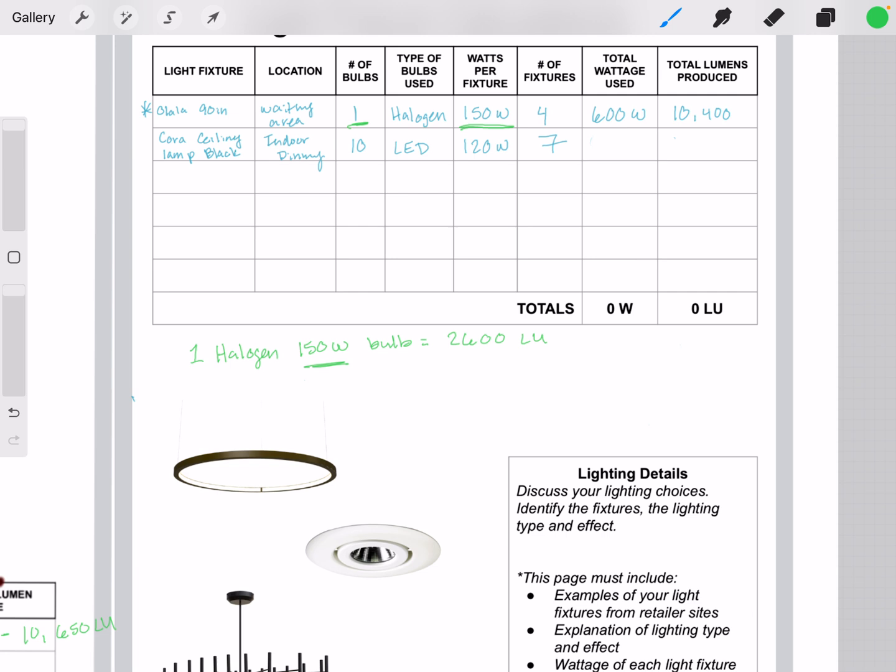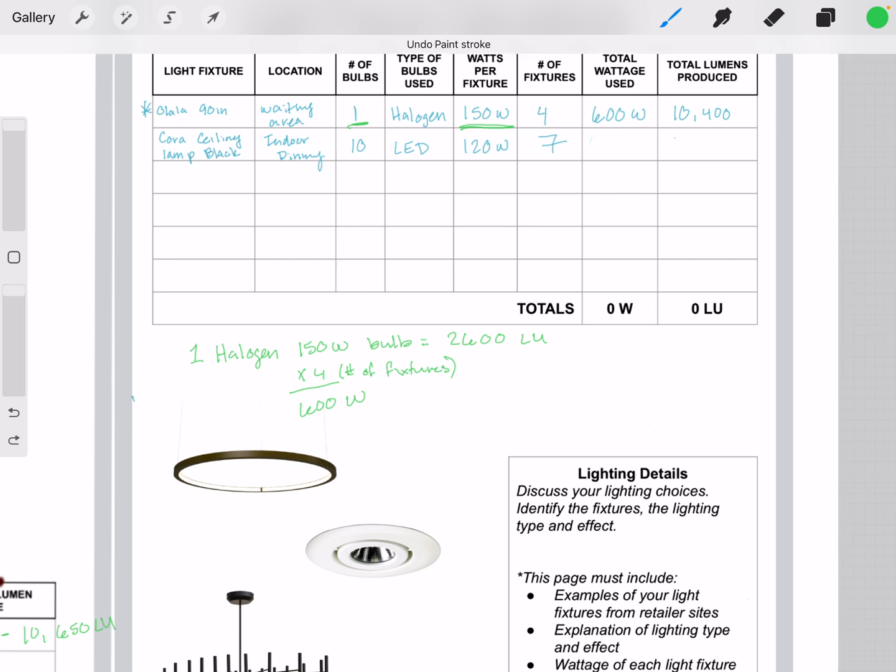And now I have to see how many fixtures, how many of these chandeliers do I have in my restaurant. So I have 4 of them. Okay, so I'm going to take 4 and multiply it by 150, to get my total wattage used. Okay, so I know 4 times 150 is 600 watts. So this is the number of fixtures. Okay, all right, so I have 150 watts and I have 4 chandeliers, so that gives me 600 watts. So that's how I got this number up here.